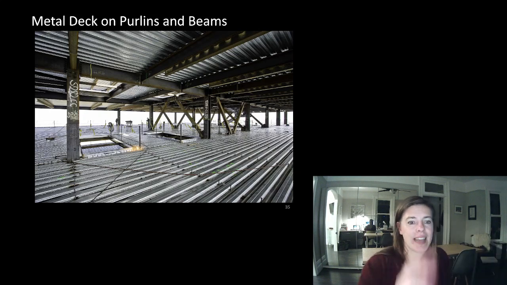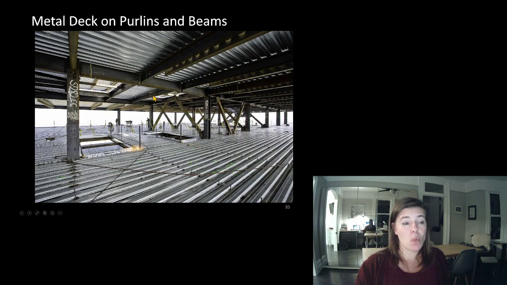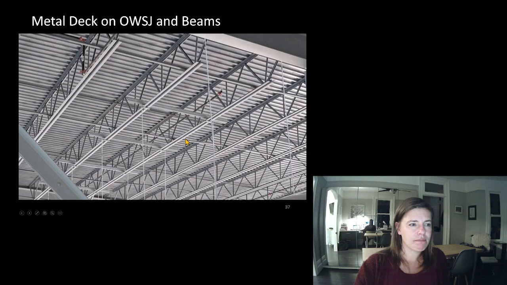Maybe if I labeled some of these things and told you to identify what's the deck, what's the purlin, what's the beam, what's the column, what's the brace? I think it's a pretty good question. All right, this is another one.